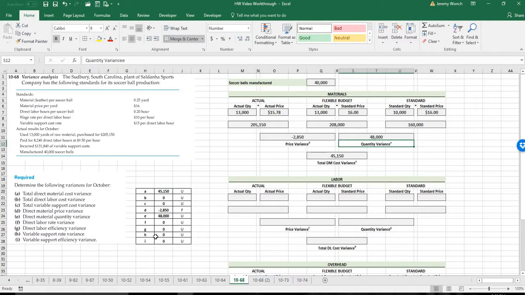So I did a little table over here. In the book, it's asking us for A through I. So I just put A through I over here, and then we just linked up the cells. So this actually answers part A, D, and E.